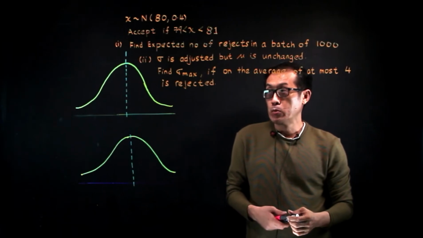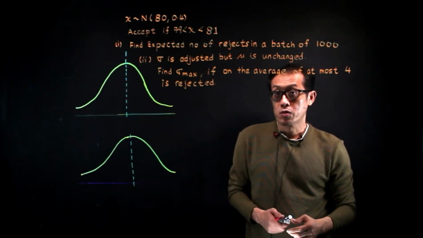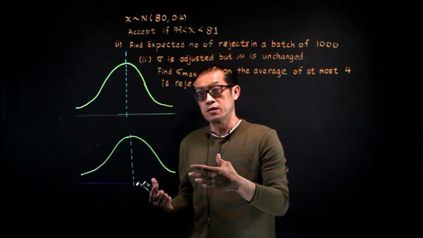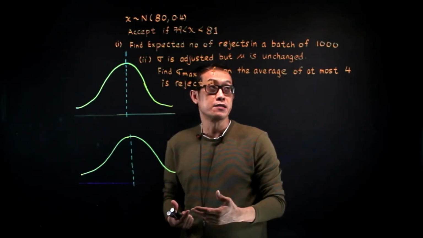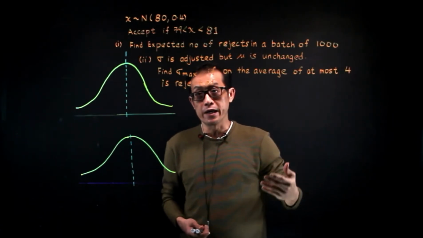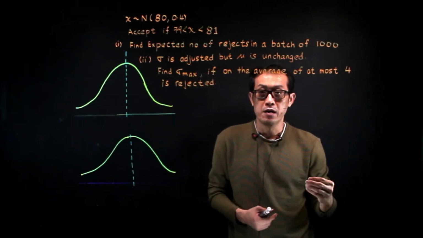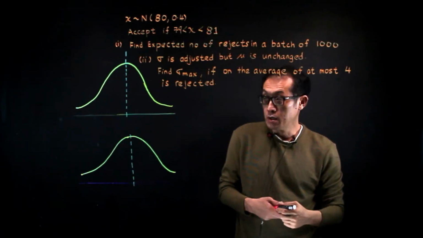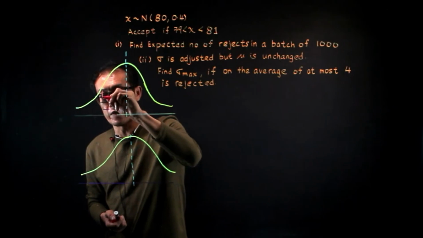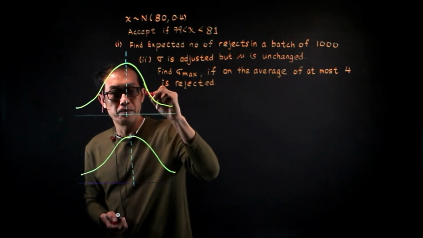Now, what we can do is we find the probability that the resistor is being rejected, and we just multiply by this 1000. Then we will get the expected number of rejects. So let us show you by representing it graphically in a diagram.